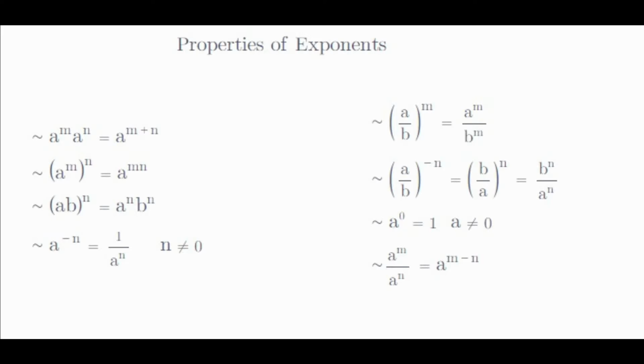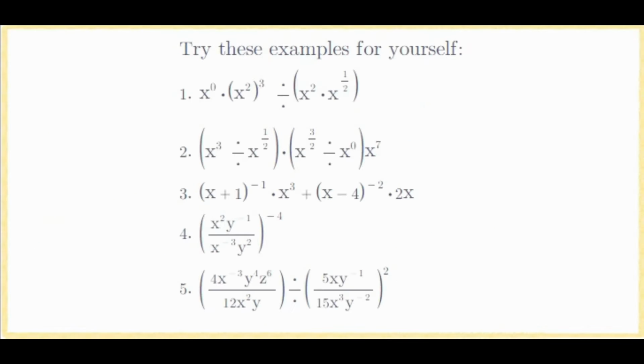We can also say that any number to the 0 power will be equal to 1 except for 0. We can also say that if you're dividing two things with the same base but different exponents, you could say a to the m divided by a to the n equals a to the m minus n. Take a minute to pause the video now and try solving the following examples.